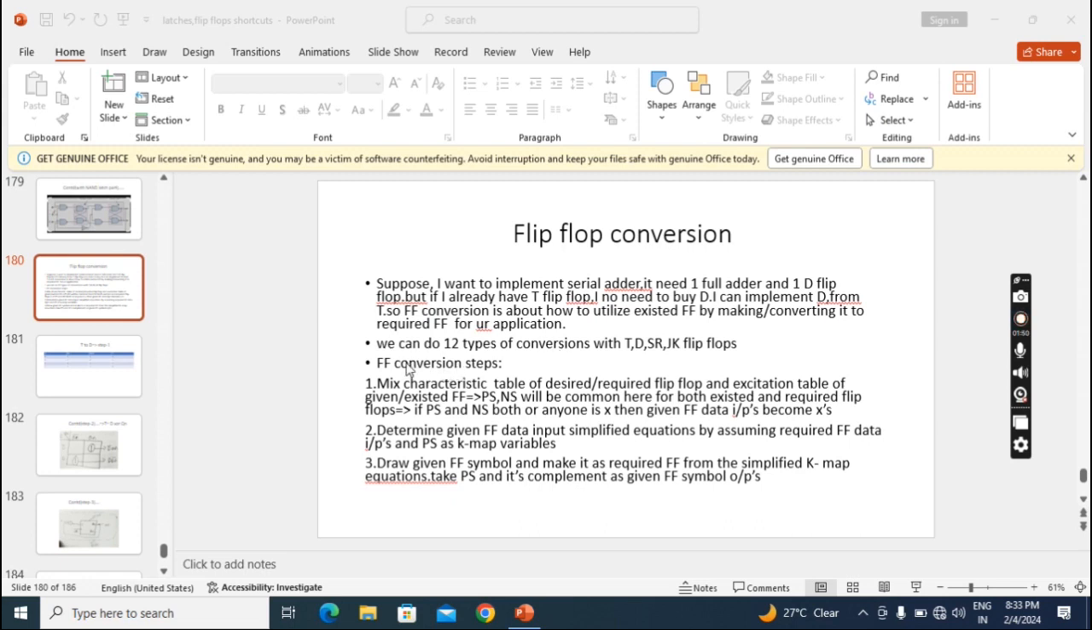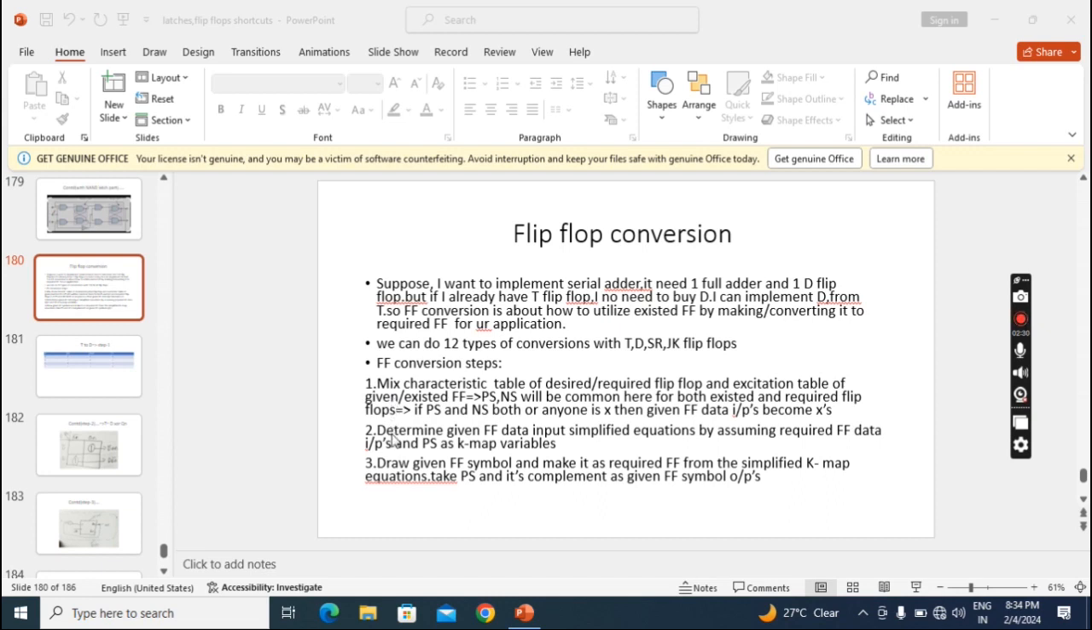There are three steps. In the first step, we have to mix the characteristic table of the required flip-flop and the excitation table of the given flip-flop. We have to mix both as one table. So here Qn and Qn plus 1, present state and next state, will be common to both the characteristic table and the excitation table. Suppose if Qn and Qn plus 1, any one or both contain X, in this case the given flip-flop data inputs become X. That is the first step.